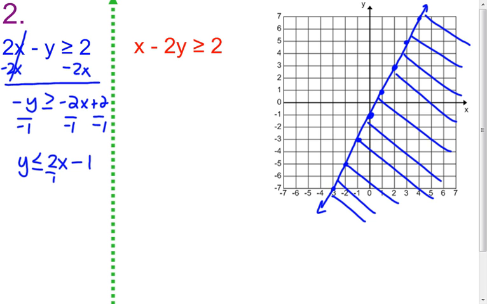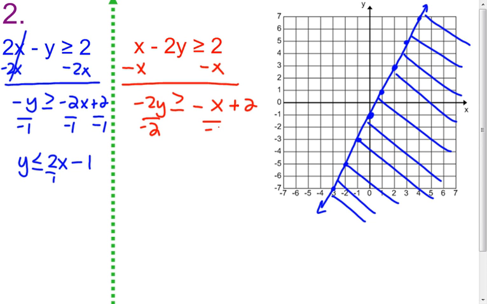For the red one, it is not in y equals mx plus b either, so I will subtract x. Then I have negative 2y is greater than or equal to negative x plus 2. Divide by negative 2. And because I divided by a negative, I do need to switch the direction of the inequality. And then I will have negative 1, there's a 1 right there. Negative 1 divided by negative 2 is positive 1/2 x. 2 divided by negative 2 is negative 1. So this also crosses the y-axis at negative 1. It has a slope of positive 1/2.